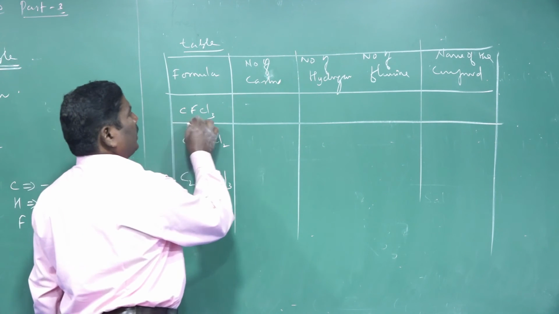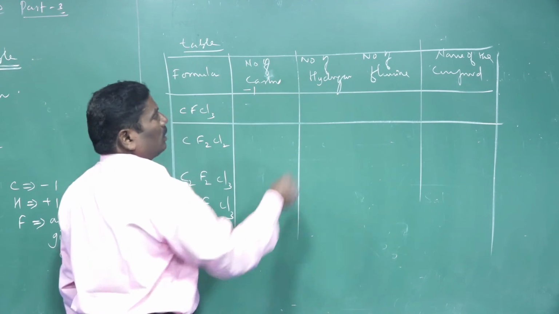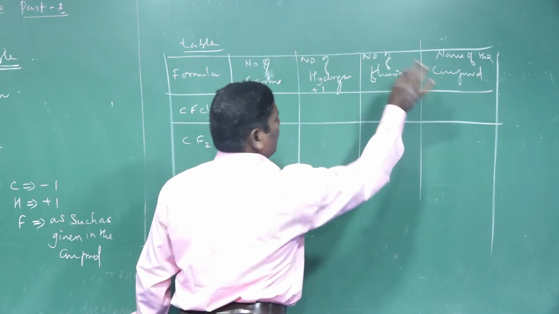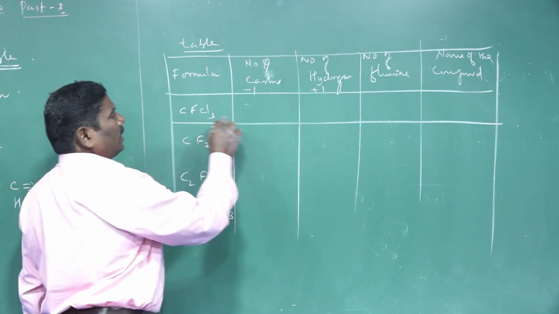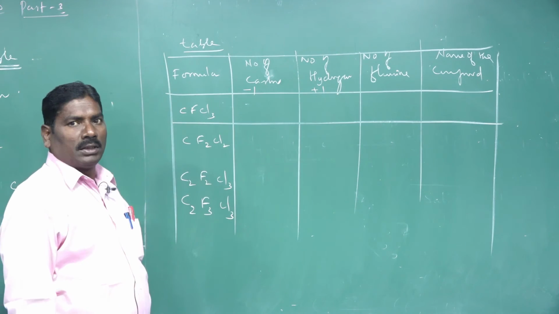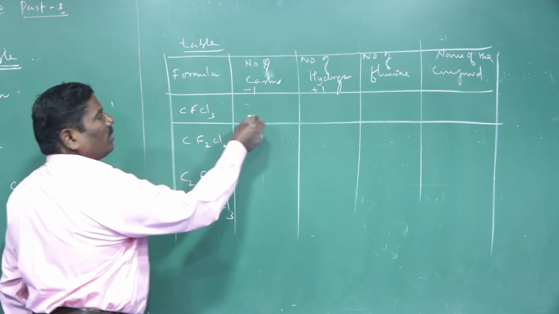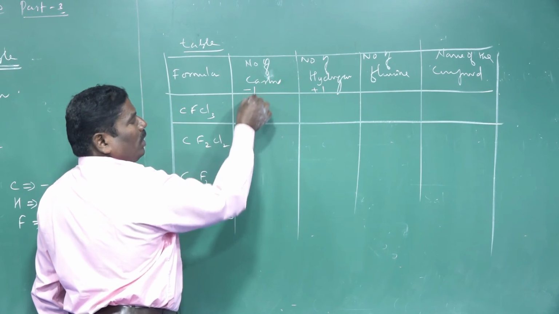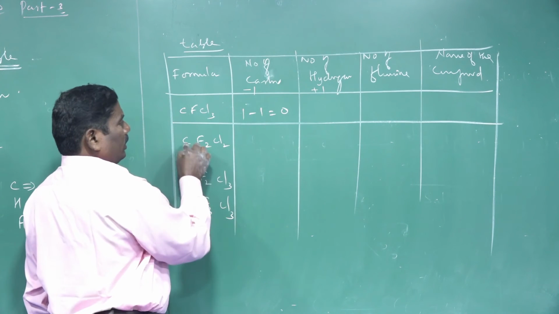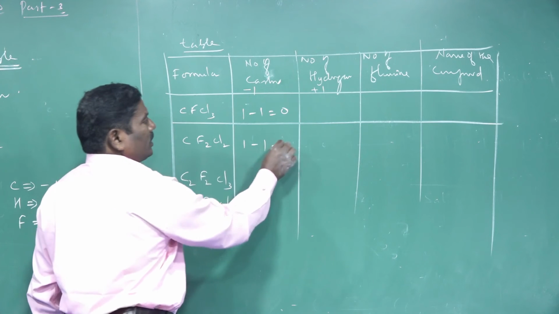For example, what is the number of carbon? Actually, carbon is valued as minus 1, hydrogen is valued as plus 1, and fluorine as such. Here 3 is there, you write 3 here. Here 1 is there, you write 1. In the case of CFCl3, what is the number of carbon here? 1. The number we take is 1 minus 1 is equal to 0.